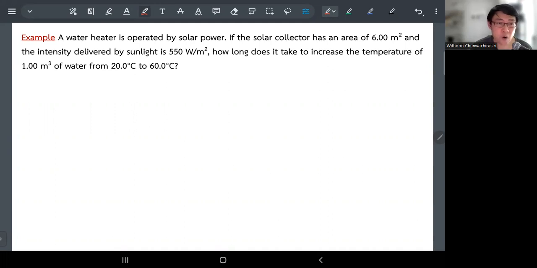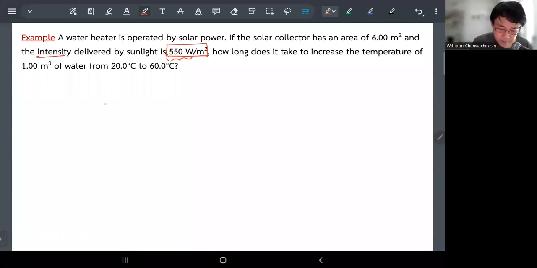Say you have a water heater and it's operated by solar power. The solar collector has an area of 6 square meters. So you have a solar panel, and the intensity, even though you don't know this particular definition of intensity, you can observe from the units. The intensity of the sunlight is 550 watts per square meter. So that means you get a power of this much, 550 watts per square meter. It doesn't have to be a panel, but I mean per square meter on the surface of the earth.